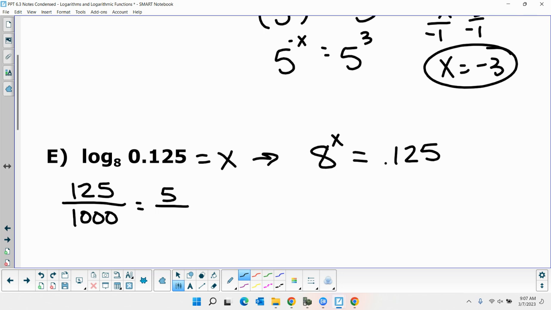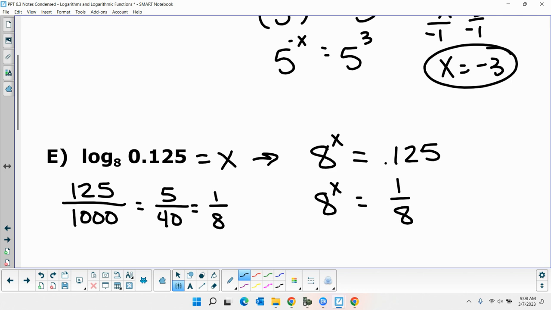$40, right? Got 4 and $1 and $10, right? So 4 times 10, 40. Well, how many times does 5 go into 5? How many times does 5 go into 40? So this is 8 to the x equals 1/8.